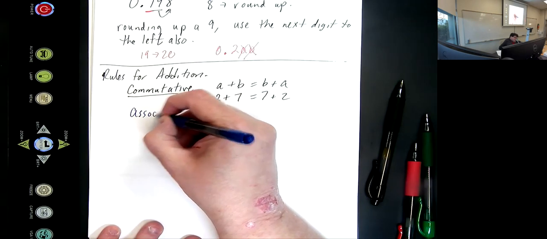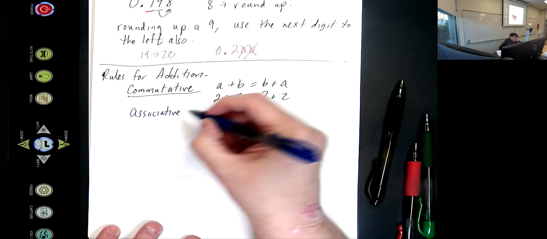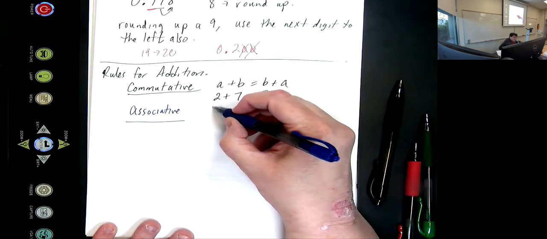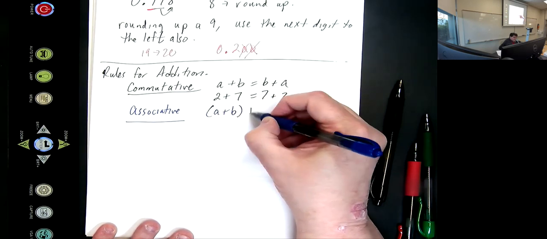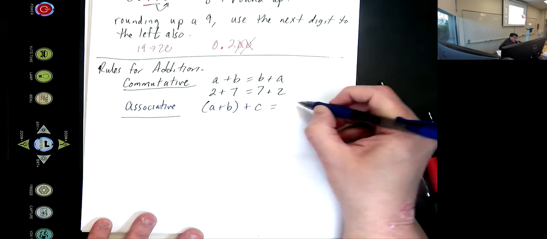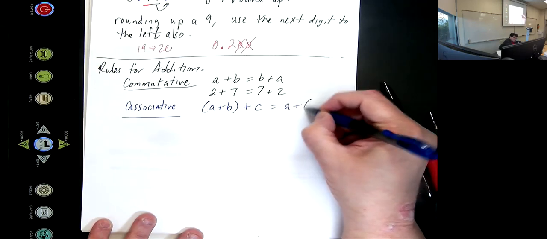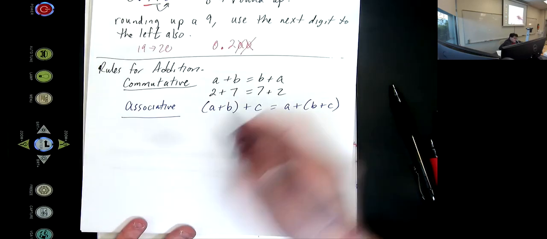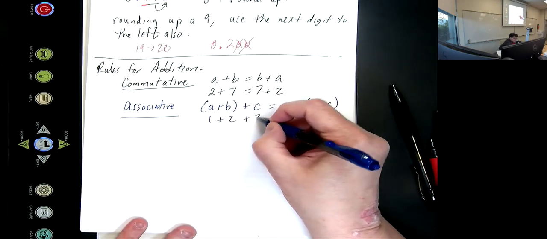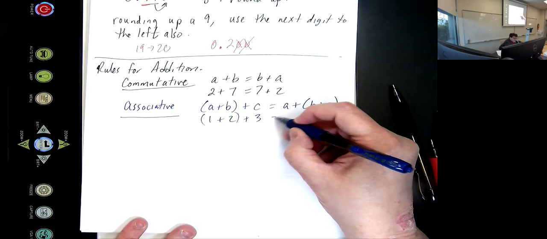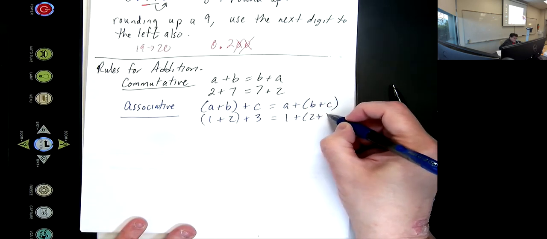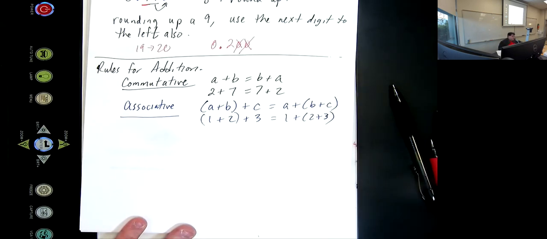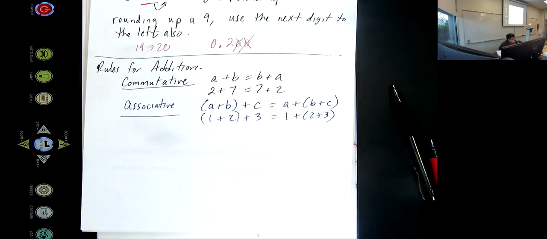Associative property is if I have 3 numbers I'm adding, A plus B plus C, it doesn't matter really which order I add them up in. The answer ends up being the same regardless. 1 plus 2 plus 3 is the same thing as 1 plus 2 plus 3. The reason why I show the parentheses is we're going to cover order of operations today, and parentheses come first.